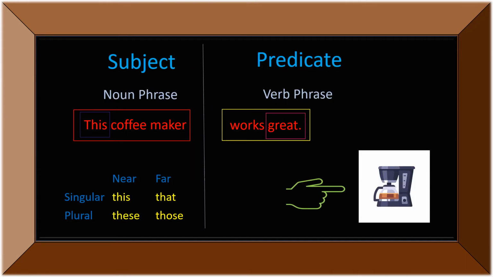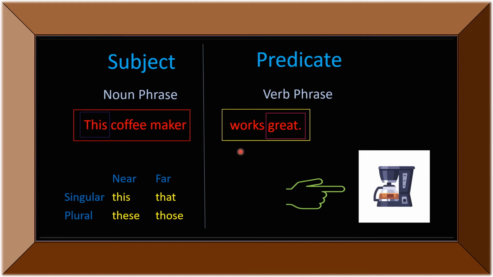It's time to evaluate some sentences together. This coffee maker works great. This coffee maker is the noun phrase and subject of the sentence. This is a determiner, demonstrative determiner. Coffee maker is the noun, concrete noun, countable noun, singular noun, common noun, and a compound noun. Works great is a verb phrase and the predicate of the sentence. Now, works is a verb, stative verb, intensive verb. Great is an adjective, descriptive adjective, and a predicate adjective.